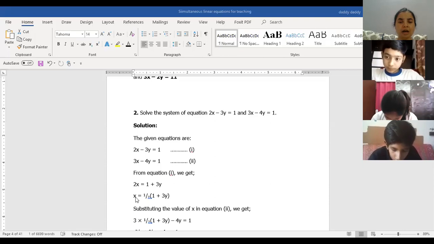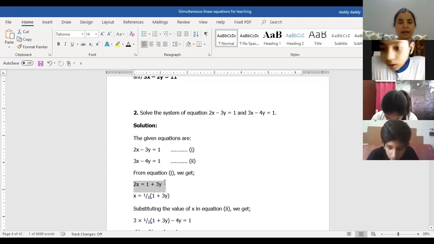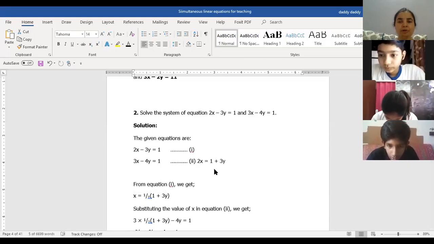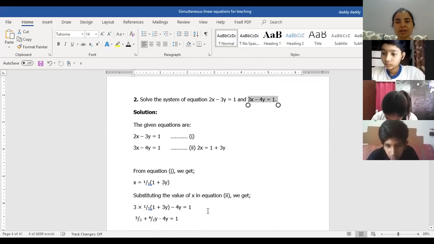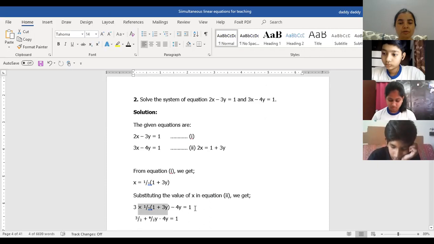Now I have got this value of x by solving only equation 1. Remember, we started with equation 1 and we got the value of x. Now this value of x I'm going to put in the second equation. The first equation work is over; no more will you do anything about the first equation. Now you will go to the second equation. In place of x, you are going to put this complicated value. So 3x, which is 3 into this complicated value, minus 4y is equal to 1.